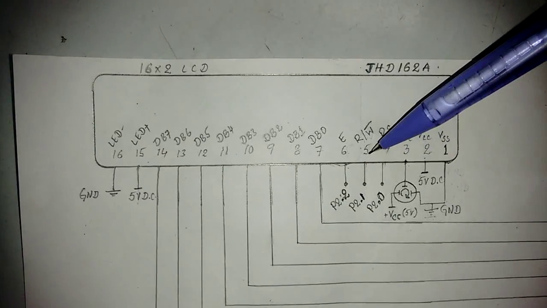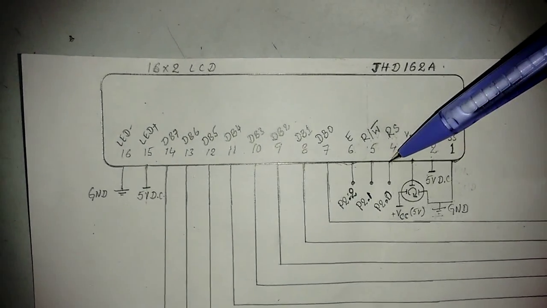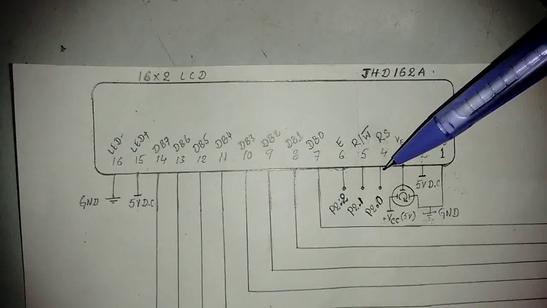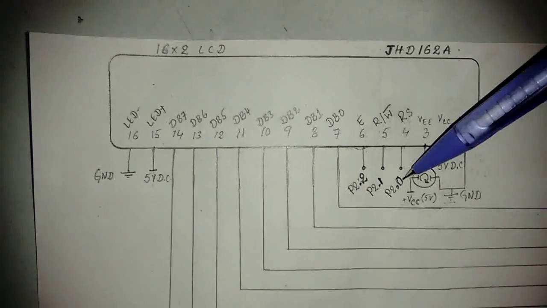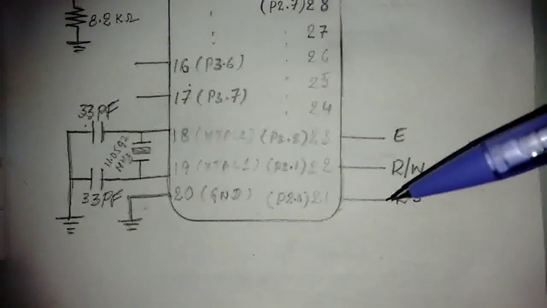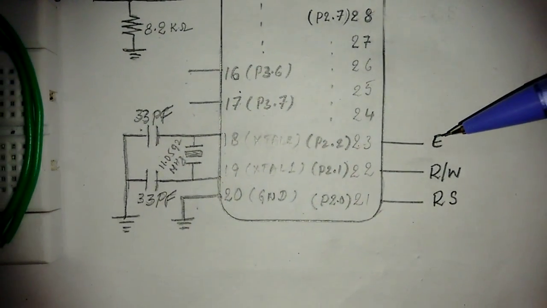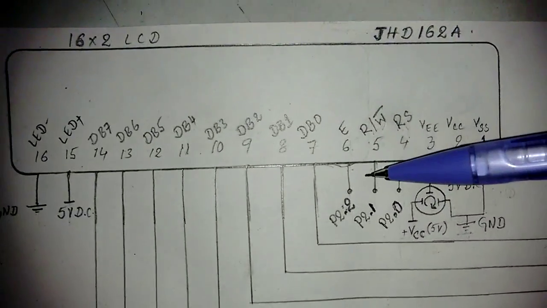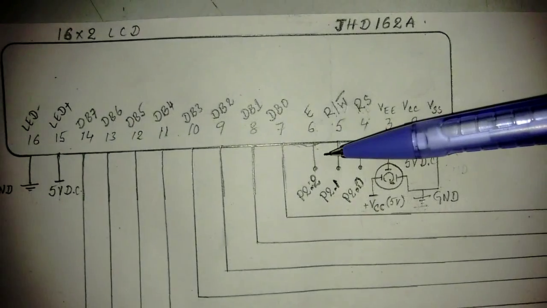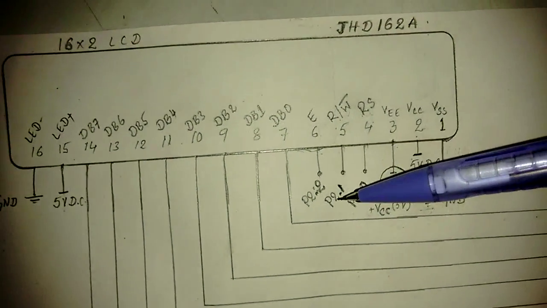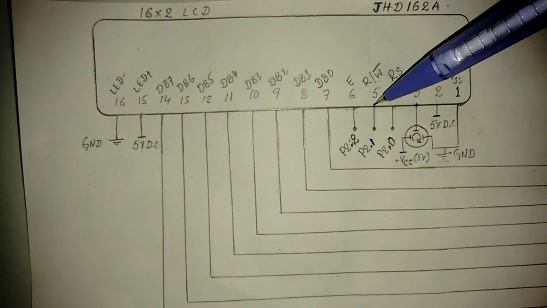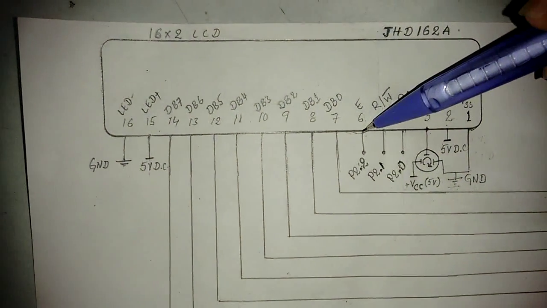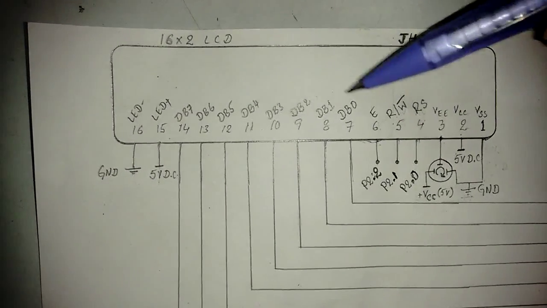Pin numbers 4, 5, 6 are the control pins, which have been connected to port 2. The RS pin is connected to P2.0, R/W has been connected to pin 22, and Enable has been connected to pin 23. Fine. So this is P2.2. Now RS stands for register select, R/W is for the read/write operation, and Enable is for enabling the latch of your LCD. Fine.